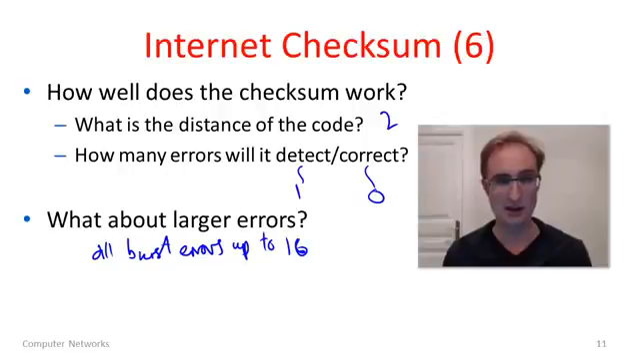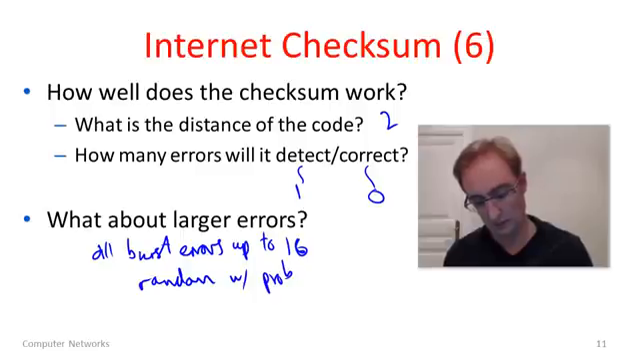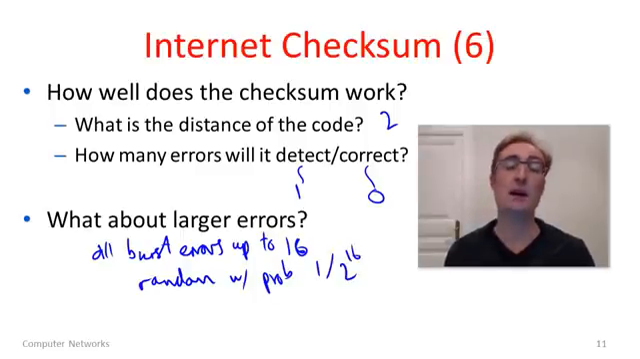If there are much larger errors, in fact, if we just make up random data, then we will detect random data with probability 1 in 2 to the 16. If we just make up random data, then since there are 16 bits, there are 2 to the 16 different possible checksum values. So there's only a 1 in 2 to the 16 chance that the checksum will actually match the data. So this is much stronger than parity.